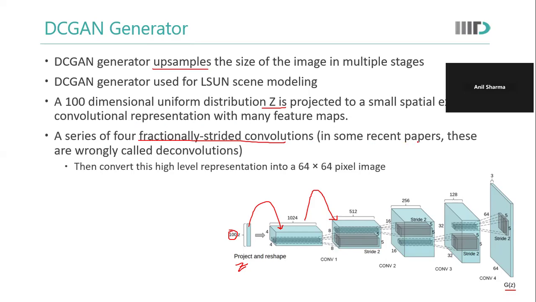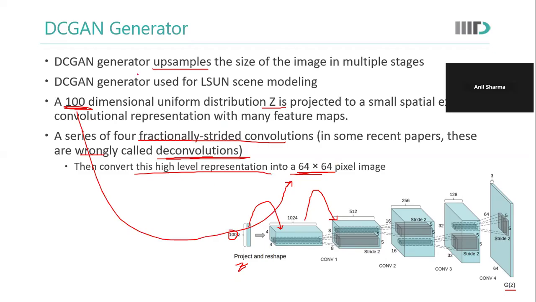In some recent papers, this is wrongly called deconvolution as well, but this is wrong. In loose terms you can say this is a deconvolution, but if you want to name it technically, it is called fractionally strided convolution or transposed convolution. Then this is converted into a high level representation, a 64 cross 64 image. The 100-dimensional Z was projected into this 64 cross 64 dimension image.